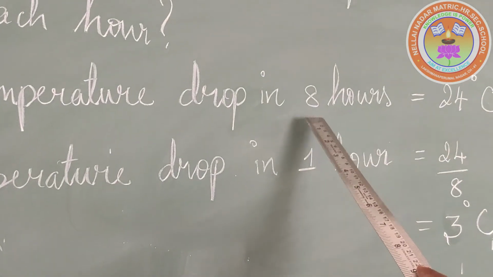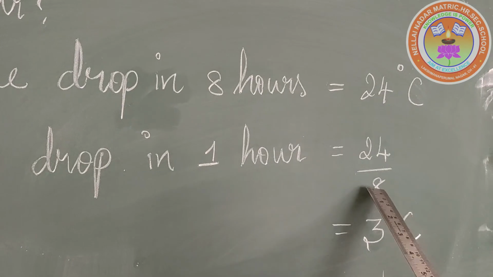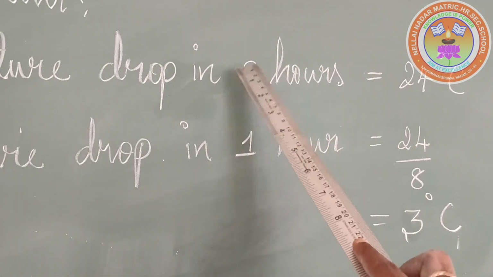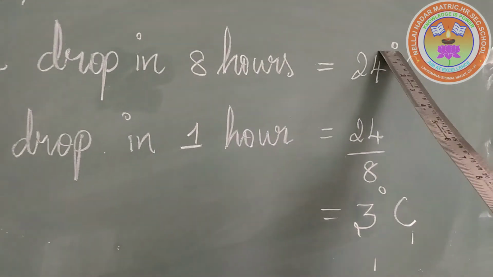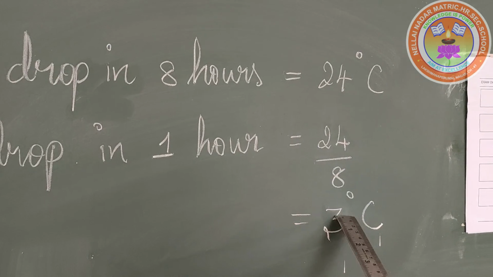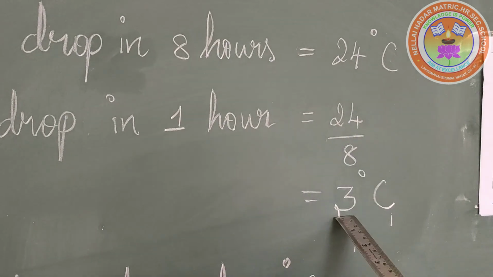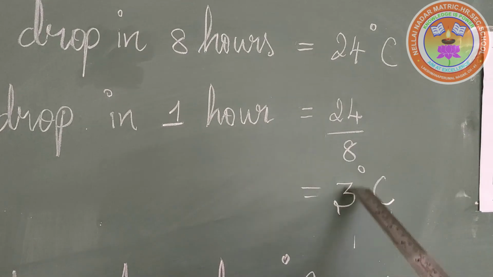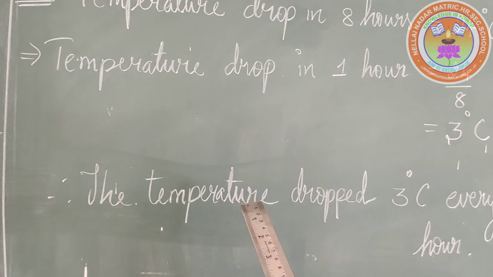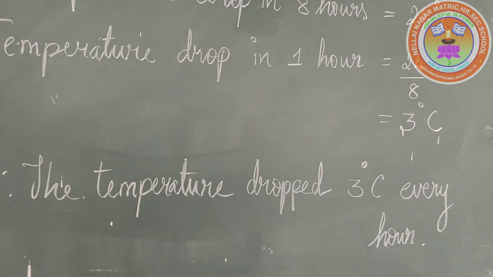So to find for 1 hour what I should do? I should divide that 24 degrees centigrade by this 8 hours, because in 8 hours it was 24 degrees. Therefore in 1 hour how much it will be? 24 by 8. So in 8 tables how many times 24 will come? 3 times. So what is the answer? 3 degrees centigrade. So therefore the temperature drops 3 degrees centigrade every hour.